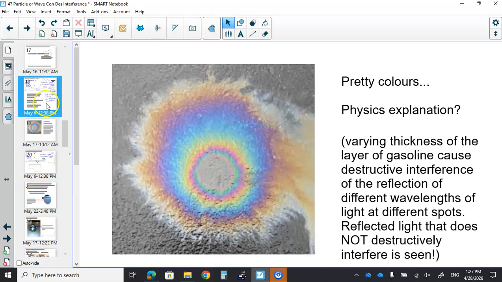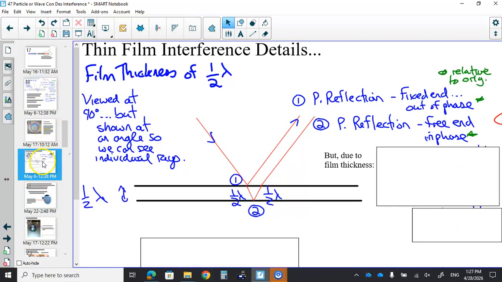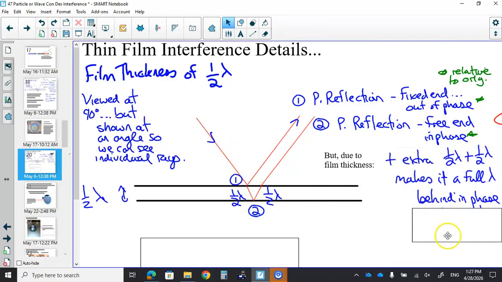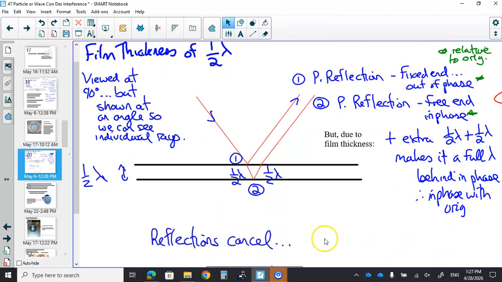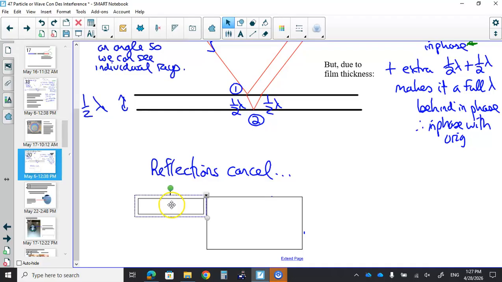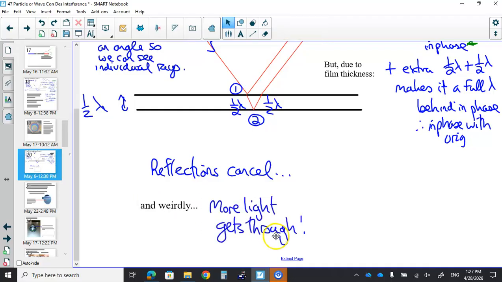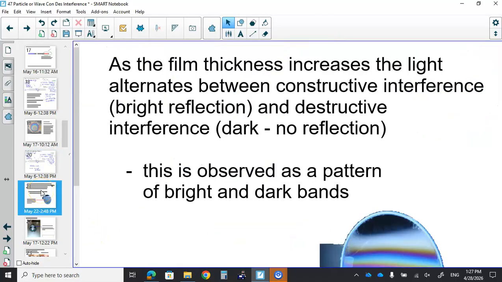Okay, so yeah, if we had a half a wavelength thickness, then we'd be back to a full wavelength shift, and we'd only have the original out of phase stuff, right? So we'd be back to a dark reflection here, right? So we would have reflections canceling out. So again, because reflections cancel out, more light gets through, right? So we'll get to that soon here.